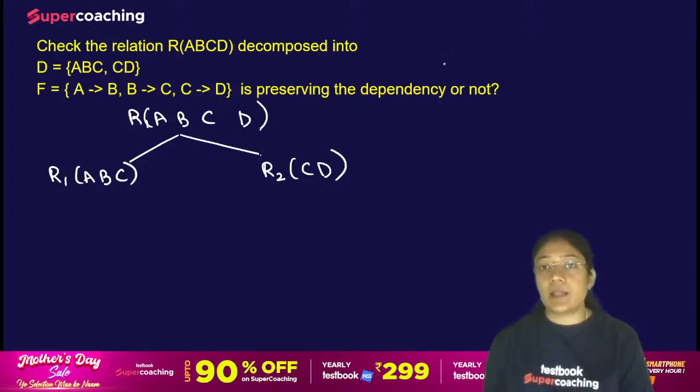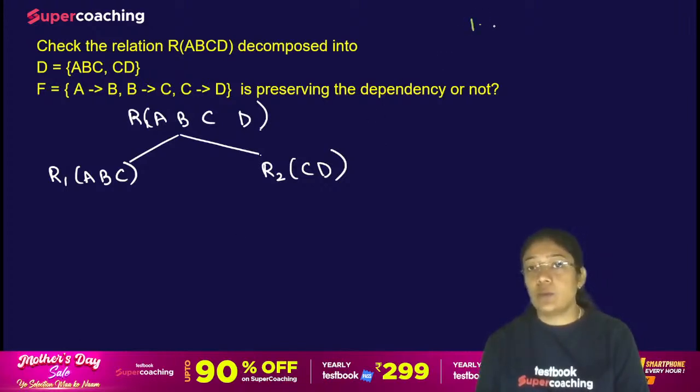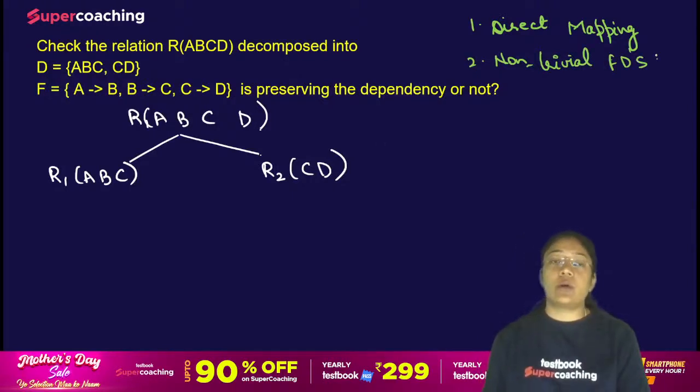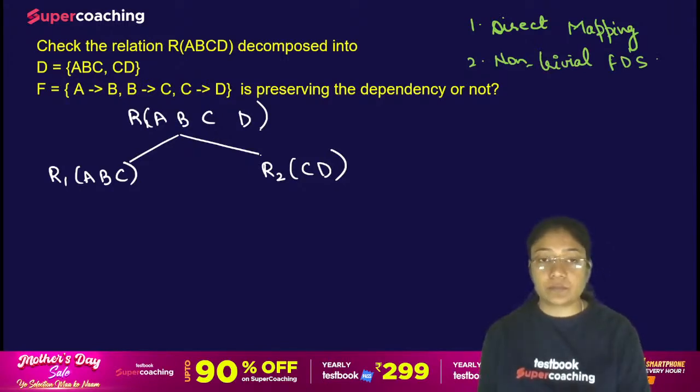There are two methods. Method 1 is with direct mapping, and other one is by finding non-trivial functional dependencies. I have discussed what are trivial dependencies, what are non-trivial functional dependencies. So I hope that this is clear to everyone.